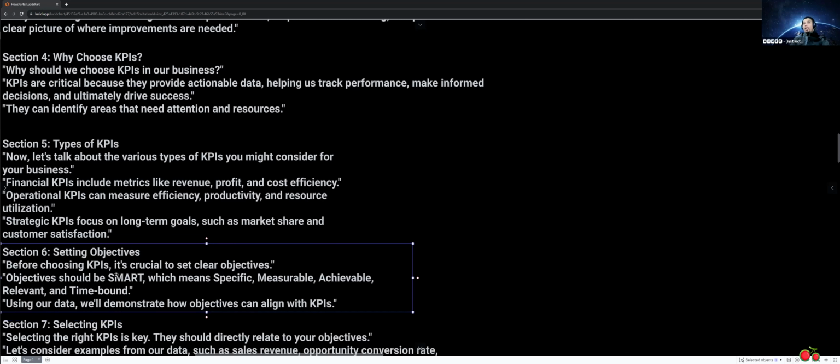Now, before choosing KPIs, it's crucial to set clear objectives. Objectives should be SMART, which means specific, measurable, achievable, relevant, and time-bound. Now, using your data, you will demonstrate how objectives can align with these KPIs. Now, I'm going to show you the data, and my Lucid chart is freezing. That is not a good time for it.